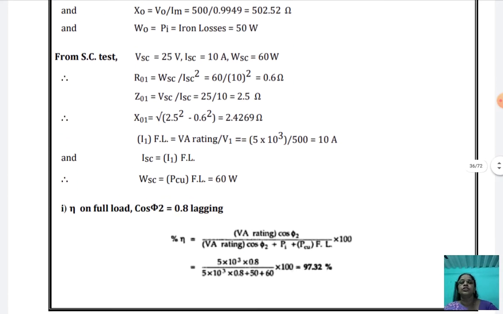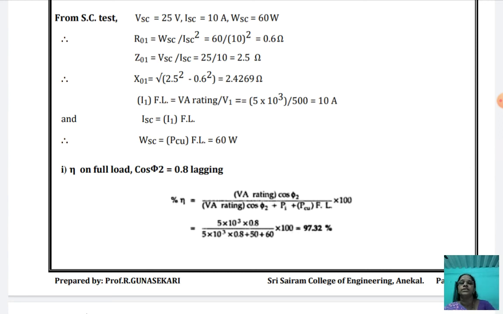Then the short circuit test. In the short circuit test, what are the parameters we have to calculate? That means R01, the equivalent resistance referred to primary side, Z01, the equivalent impedance referred to primary side, and X01, the equivalent reactance referred to primary side only. From the short circuit data, short circuit voltage Vsc is equal to 25 volts, Isc is equal to 10 amps, Wsc is equal to 60 watts, given in the problem.